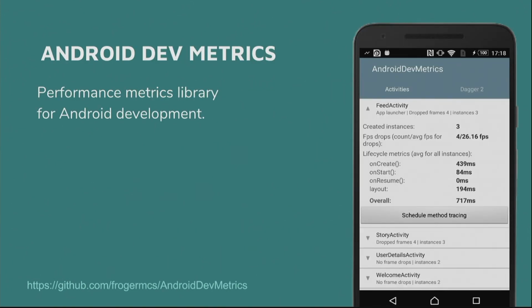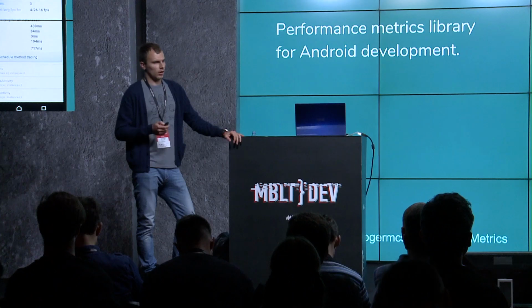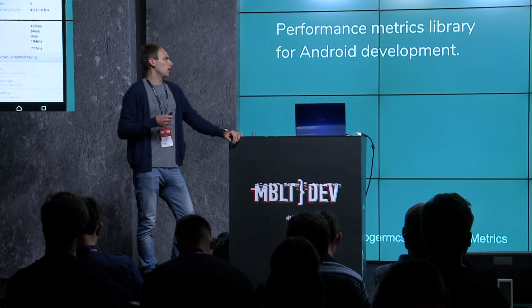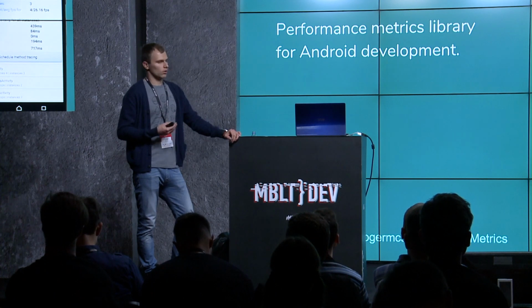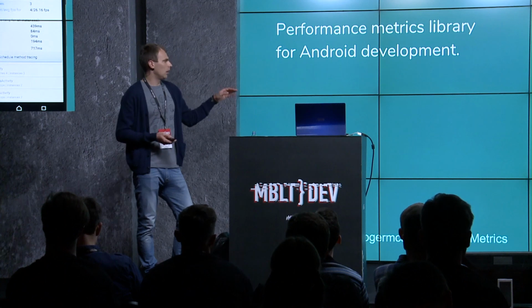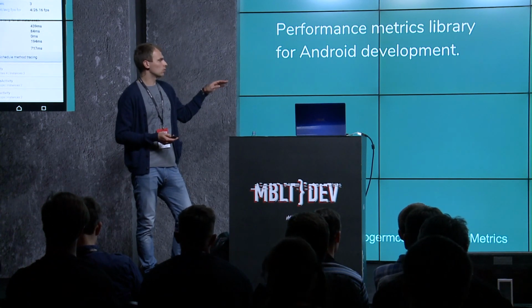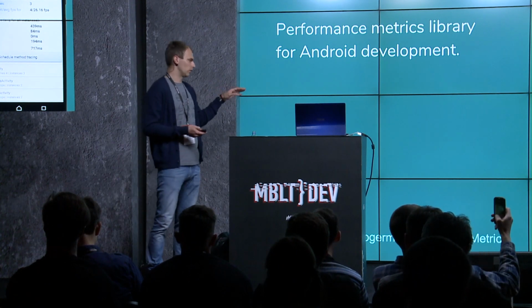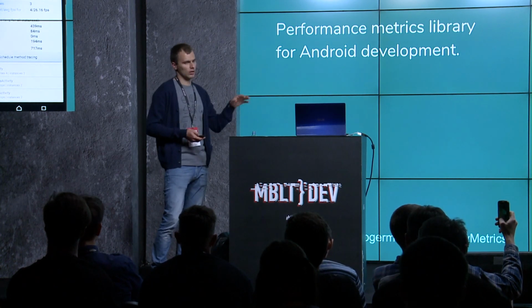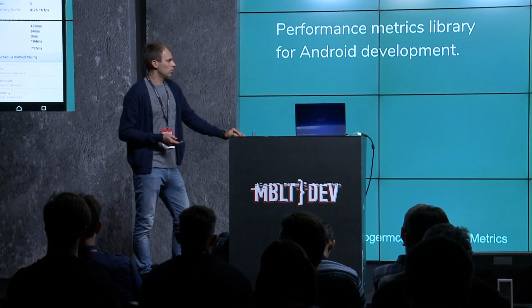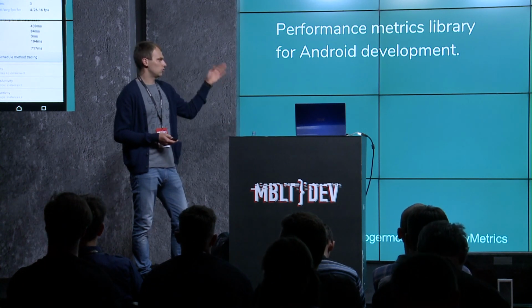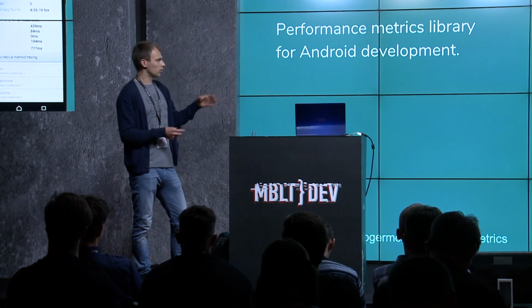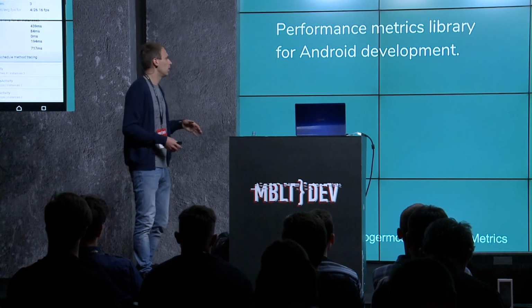Another quite powerful library to measure performance is called Android Dev Metrics. What it does is show you the actual time the system spent on calling your lifecycle callbacks. So you may see how many milliseconds it took to execute onCreate of your activity, or onResume, or onStart. And if you have some issues, you may point them out just by checking this huge, I don't know how to call it, list.